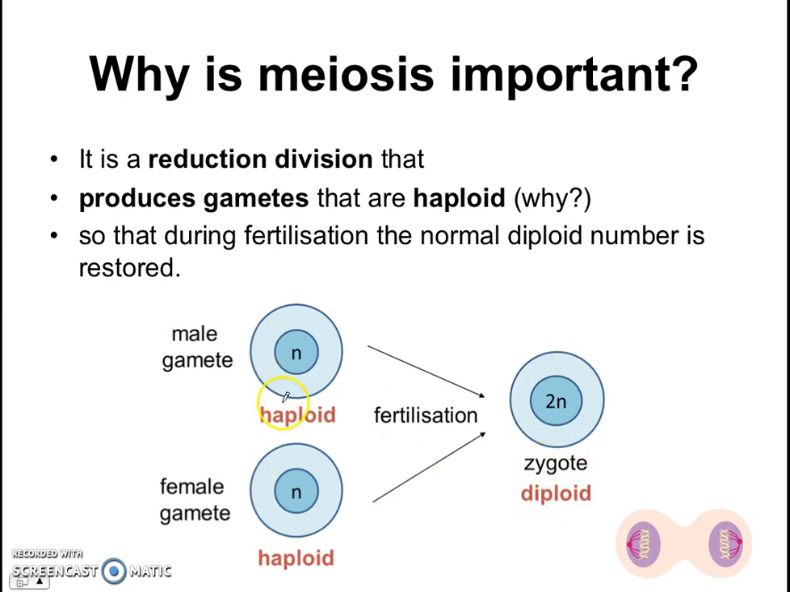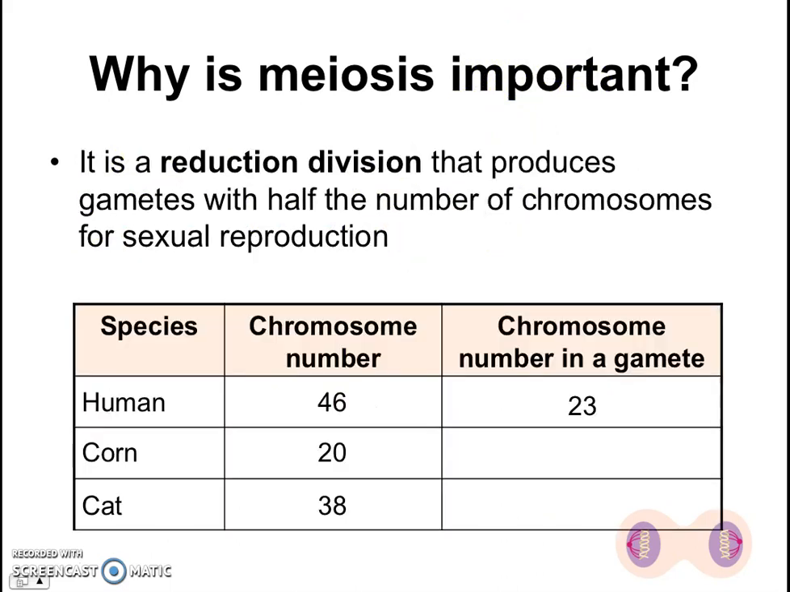And the male gamete is haploid, the female gamete is haploid, so they fuse together to form a zygote that is diploid. Now, if the gametes were diploid, let's say the gamete was diploid, then you get some very weird result, right? You get a zygote with just too much DNA or too many chromosomes. So that's why meiosis is important. It's important for producing gametes that are haploid. So to put it more simply, meiosis is important because it is a reduction division that produces gametes with half the number of chromosomes for the purpose of sexual reproduction.